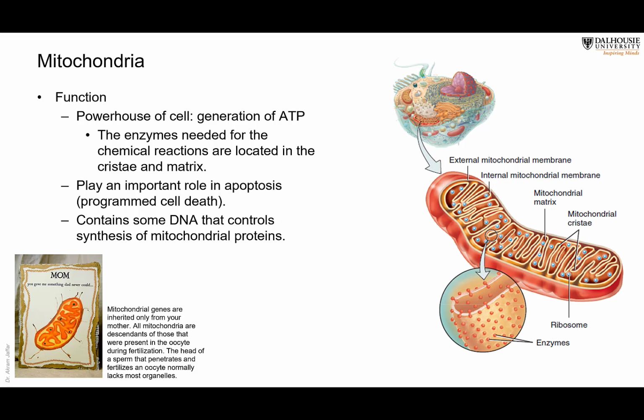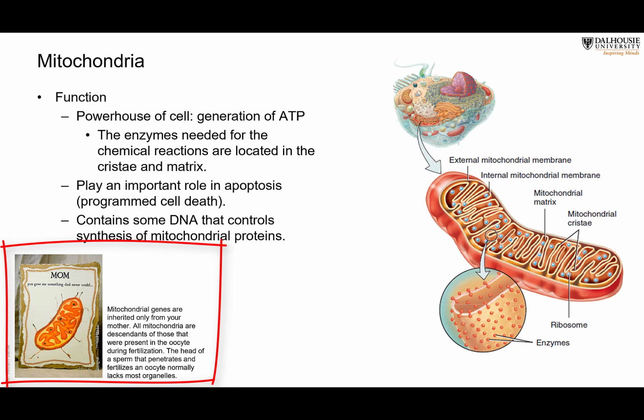And it contains some DNA. This DNA is important for the synthesis of mitochondrial proteins that are required for the production of the ATP. This DNA, in fact, comes from the mother, not from the father, because during fertilization, it's only the nucleus that passes from the sperm to the ovum. The ovum has a nucleus and the cytoplasm containing the mitochondria, and these mitochondria are maternal, not paternal.